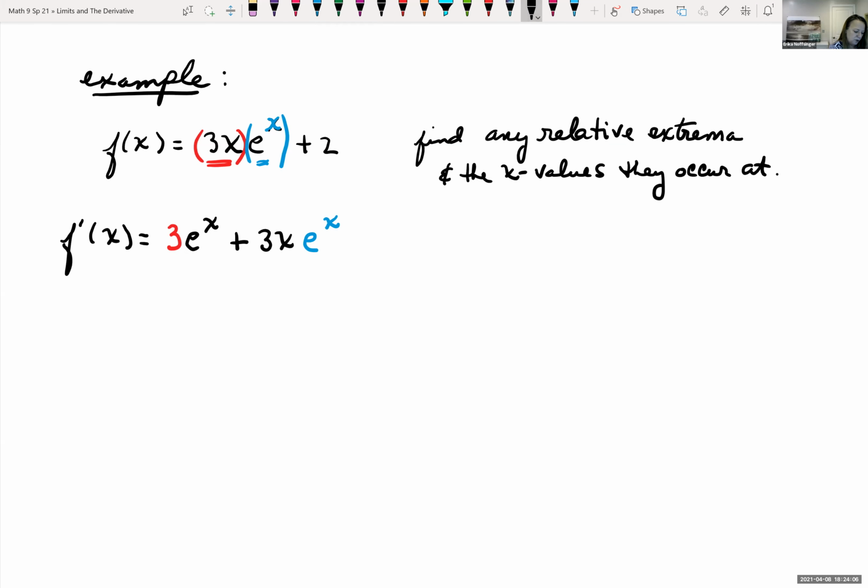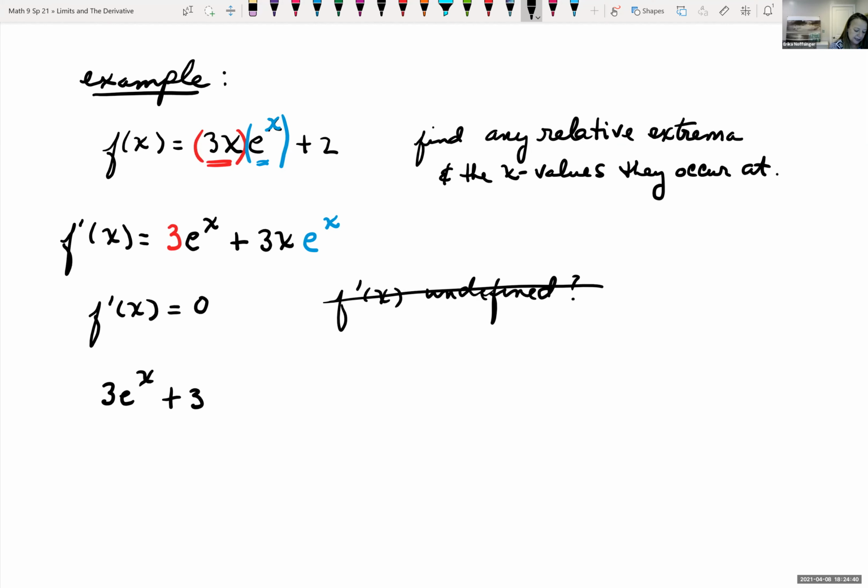And we want to know, when is f prime of x equal to 0? And we want to know, when is this derivative undefined? Well, your e function is defined everywhere. We don't have to worry about any trouble spots. There's no variable in the denominator, we don't have any natural logs, and we don't have any square roots. We are good, so this is defined everywhere. So we only have to worry about when 3e to the x plus 3x e to the x is equal to 0.